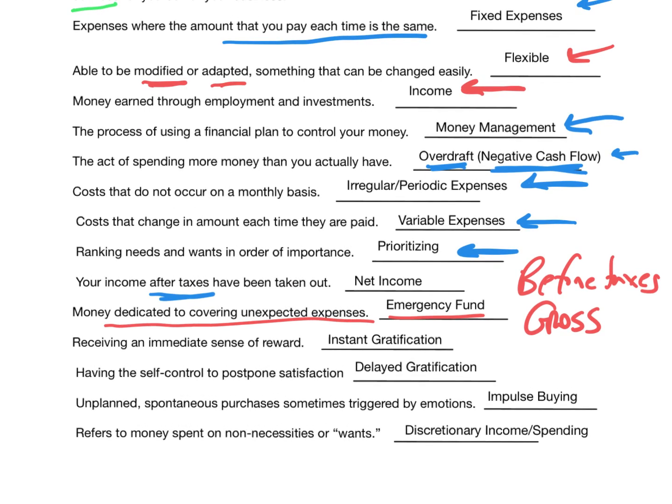The key for budgeting is you want to try to have the self-control to postpone satisfaction. That's delayed gratification. Because what happens is it's always easy to give in to that immediate sense of reward, the instant gratification. Unplanned, spontaneous purchases, sometimes triggered by emotions, that's known as impulse buying. And then spending money on non-necessities or wants, that's called discretionary income, discretionary spending. So those were some of the terms that we discussed in our budget section.